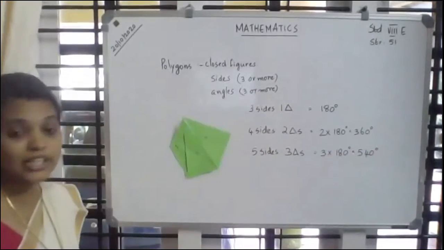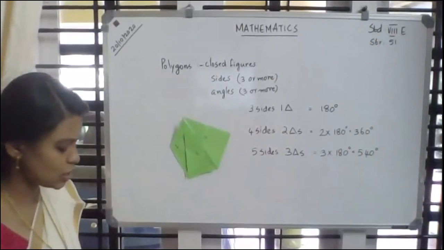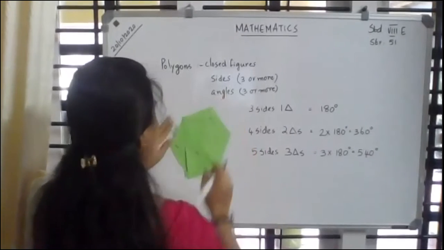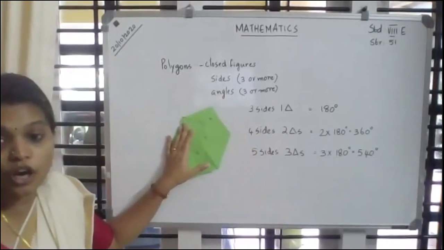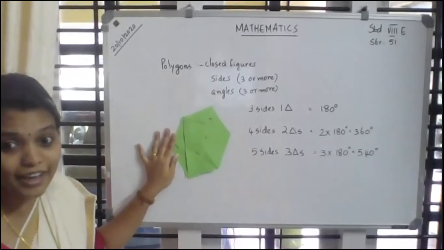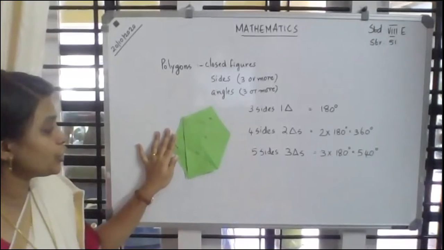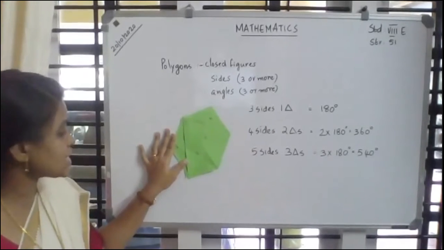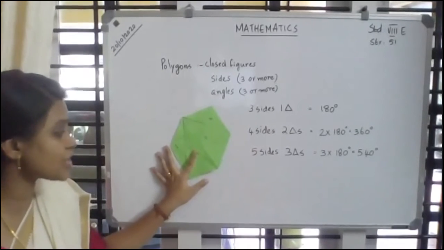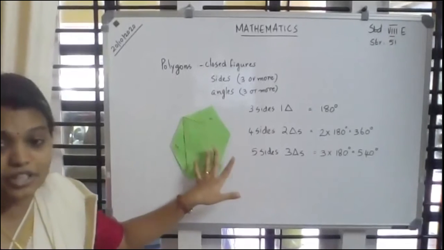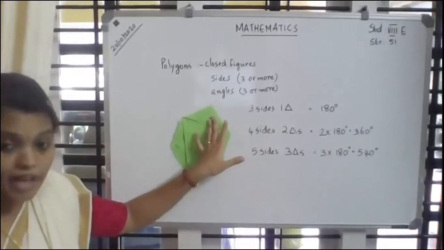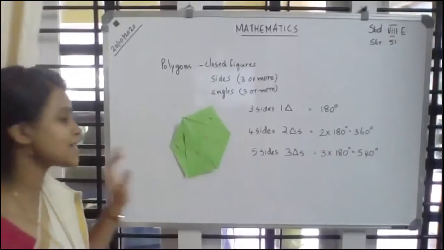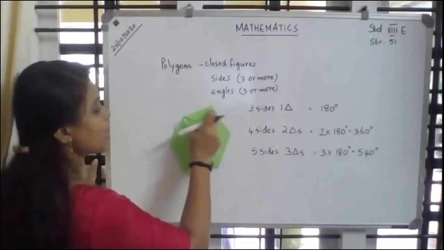Now, there is one more triangle remaining, isn't it? So, place it here. Now, which is the shape you got? Yes, you got a hexagon. You got each shape by adding each triangle. First you got a triangle, adding a triangle you got a quadrilateral, adding a triangle you got a pentagon, and now adding a triangle you got a hexagon. With how many sides? 6 sides. 1, 2, 3, 4, 5 and 6.